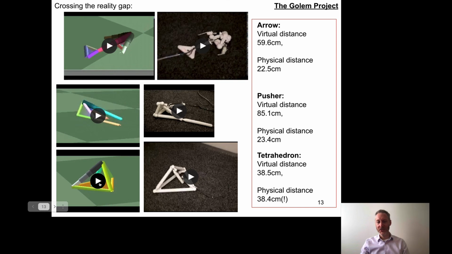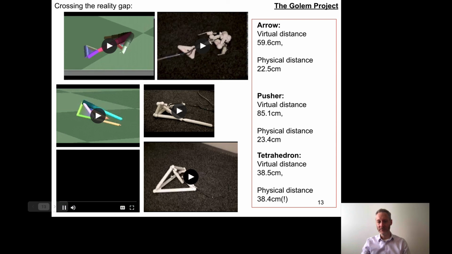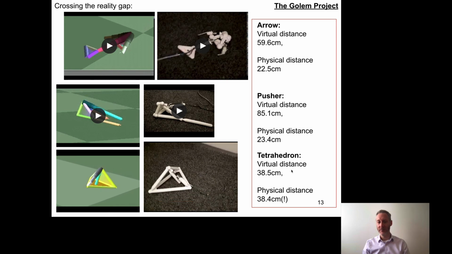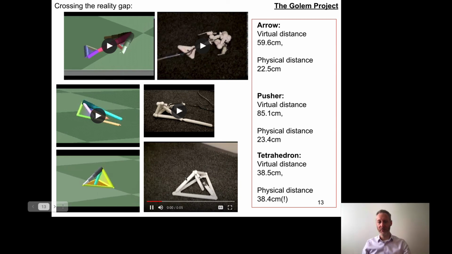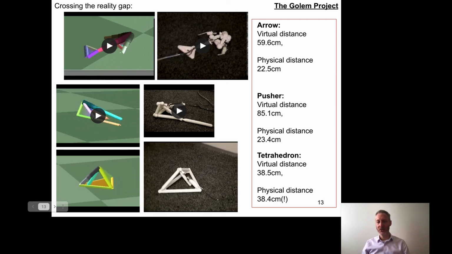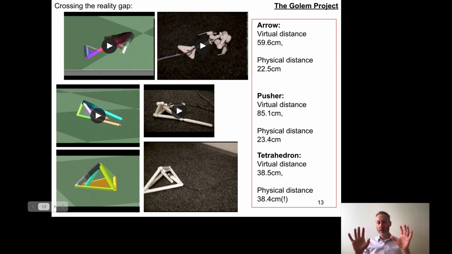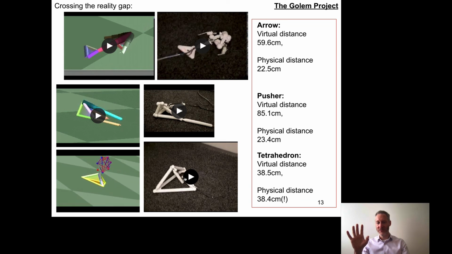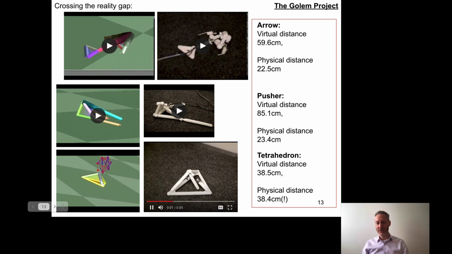In the tetrahedron, they got within 1 millimeter of the correct behavior. Pretty amazing. The camera angle is rotated here, so they seem to be moving in different directions, but you can see the way in which the simulated and physical tetrahedron move is very, very similar. There's the neural network again.